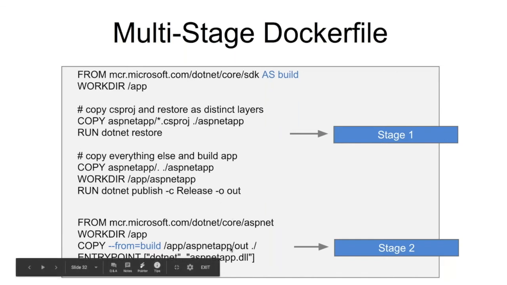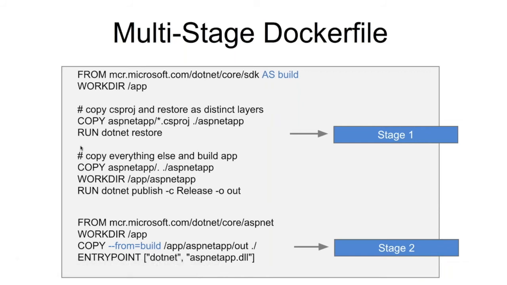So we're going to go to that folder from this build container and copy it into this container. In essence, we have ultimately two images that are really being built here. One does the build, the other is for production.